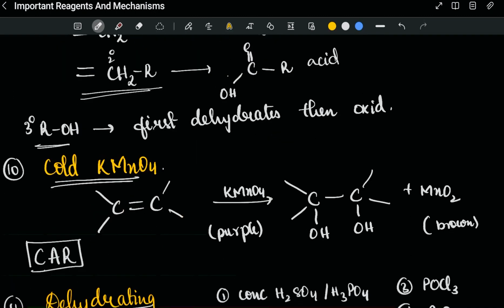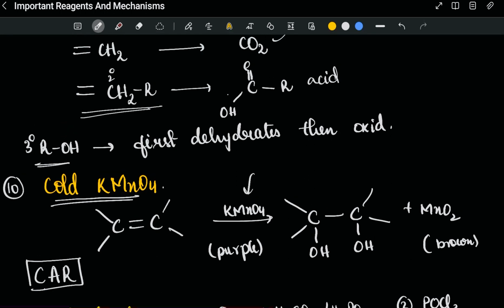Okay, now let's discuss cold KMnO4 or just KMnO4. Whenever cold KMnO4 is used, it can be used in forming diols. This can also be used as a test for alkenes. Whenever we have an alkene and we use KMnO4, potassium permanganate, which is generally purple in color, it will convert alkenes into diols. So you can see two hydroxy groups are attached. And again, MnO2 is a side product, so the solution will be brown in color.